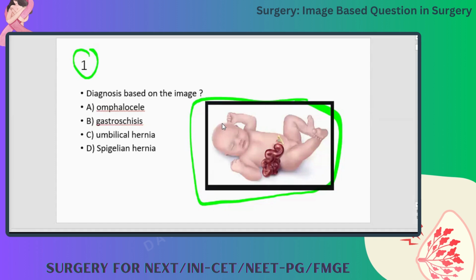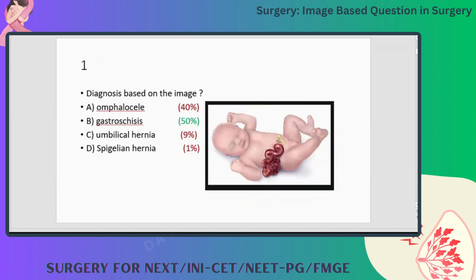Option A, how many? Option B, how many? Option A. Option B. Option B. It's gastroenteritis because, sir, option B, because the birth defect is next to the umbilicus. It's not at the umbilicus.